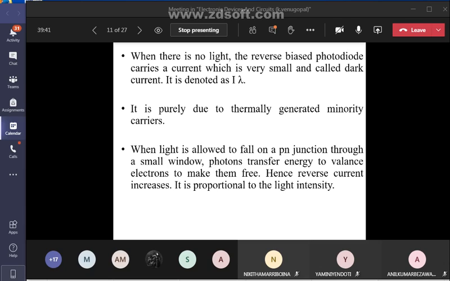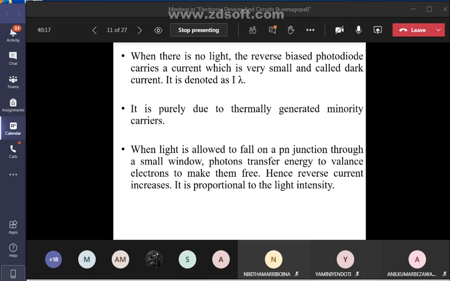When light is allowed to fall on the PN junction through a small window, photons transfer energy to valence electrons to make them free. Hence the reverse current increases and it is proportional to the light intensity. The amount of current depends on the light intensity. If the light intensity is more, the current increases. If the light intensity is low, the current is also low.